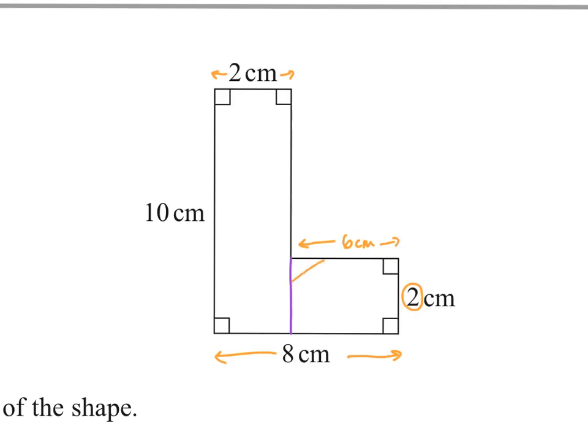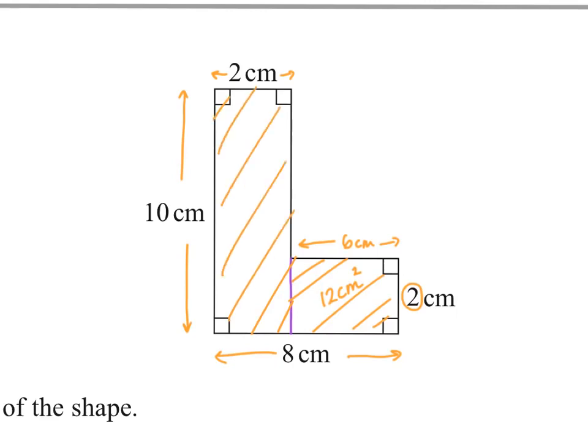So the area of this part here will be 6 times 2, which is 12 centimetre squares. Also, we know that this stays as 10, and this was 2 already, so the area of this part here is going to be 2 by 10, which is 20 centimetre squares. So the total area, looking at that way, would be 32 centimetre squares, because we just add the 20 and the 12 together.